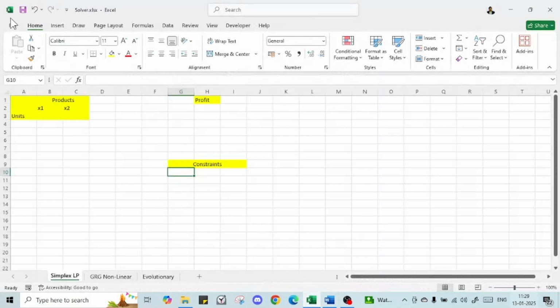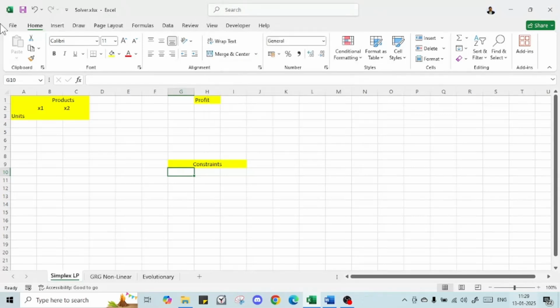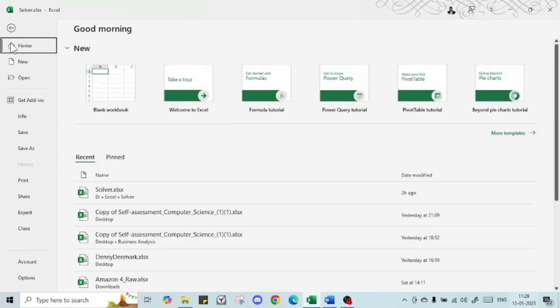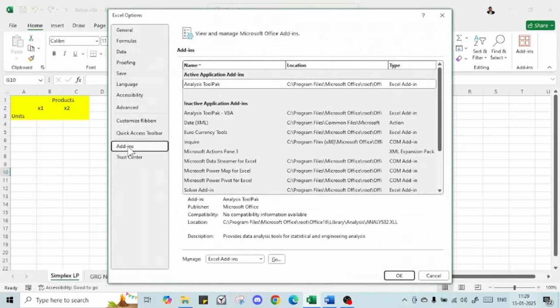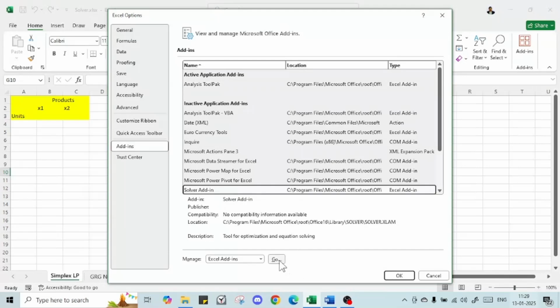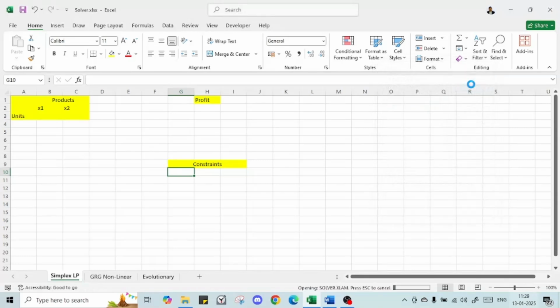So now let's see where in Excel the Solver is located. This is our file, and if you search for Solver in general, you cannot find it as a tool over here. You have to install it as an add-in. For that, click on File, Options, and then Add-ins. Then we have the Solver add-in under inactive application add-ins. We click on it, select Go, select the Solver add-in, and say OK, so that it is added.